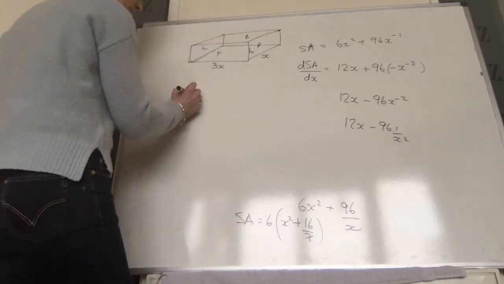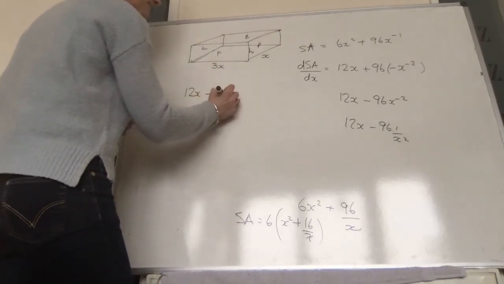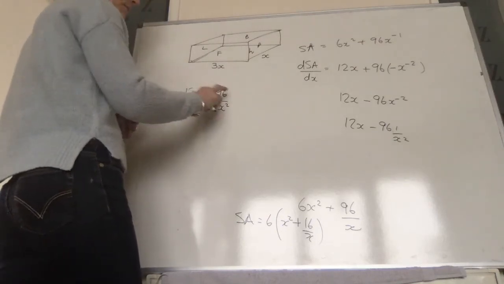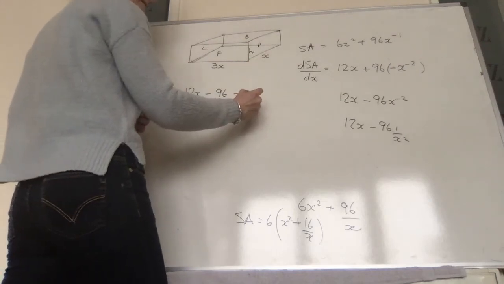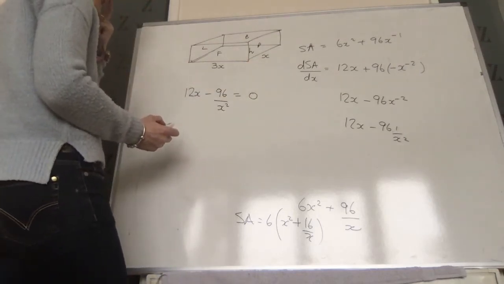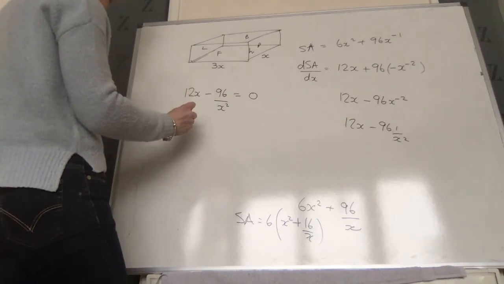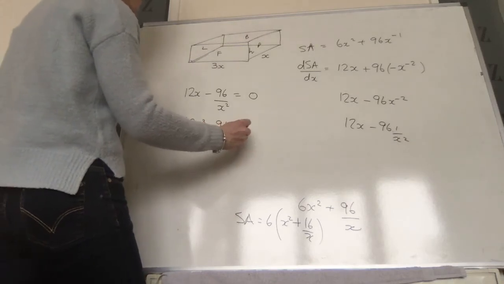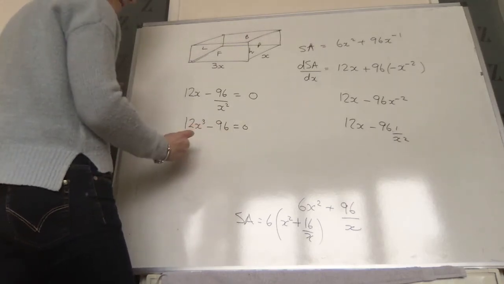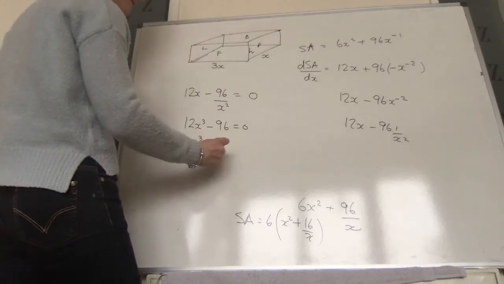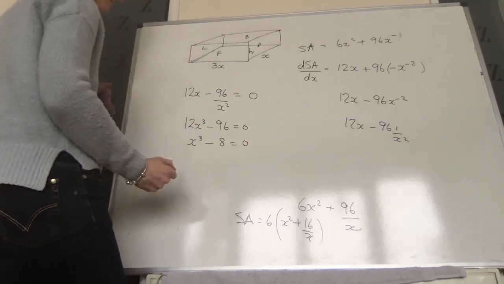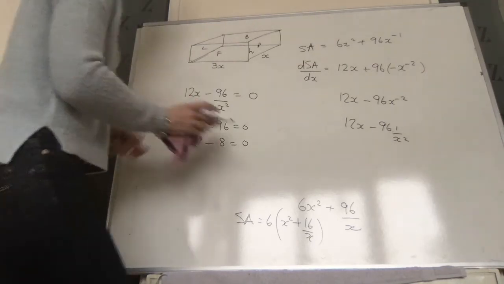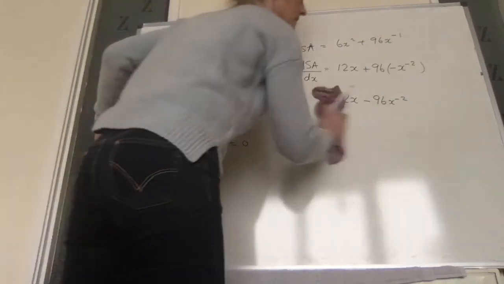Now, to find what makes the surface area a minimum, we need to put our dSA by dx equal to 0 and figure out what the value of x is. Let's multiply across by x squared, so we're going to get 12x cubed minus 96 is equal to 0. Divide by 12, x cubed minus 8 equals 0. Now the interesting thing here is that is an x cubed, so it's a plus x cubed graph. Okay, so let's just look at that in the context of the question.